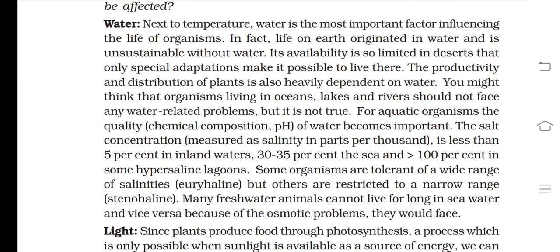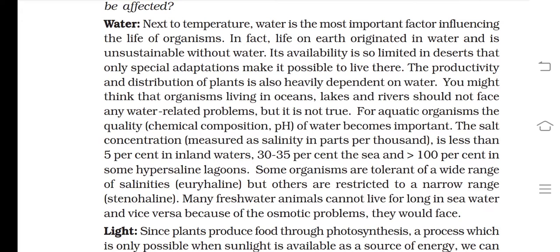If we talk about different types of regions, like the desert region, the availability of water is a limiting factor. So desert organisms, desert animals or desert plants, must show special types of adaptations for surviving in this area. If we talk about plants, two things are affected by water. First is productivity of the plant and second is distribution of the plant. So these are two MCQs. Productivity as well as distribution of plants is heavily dependent upon water.